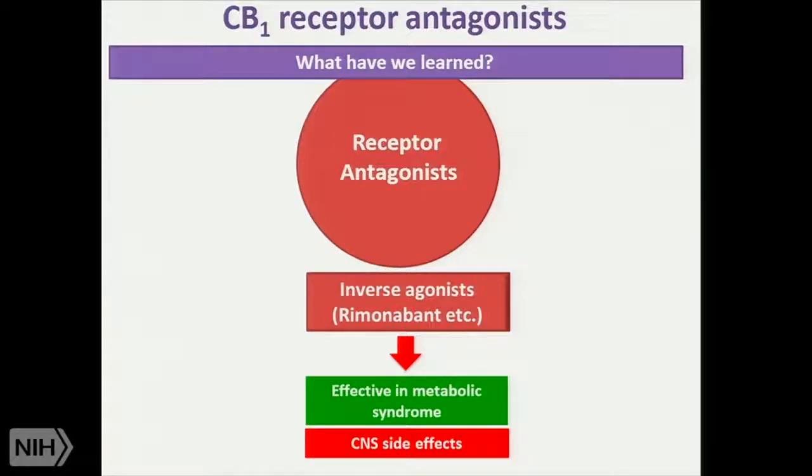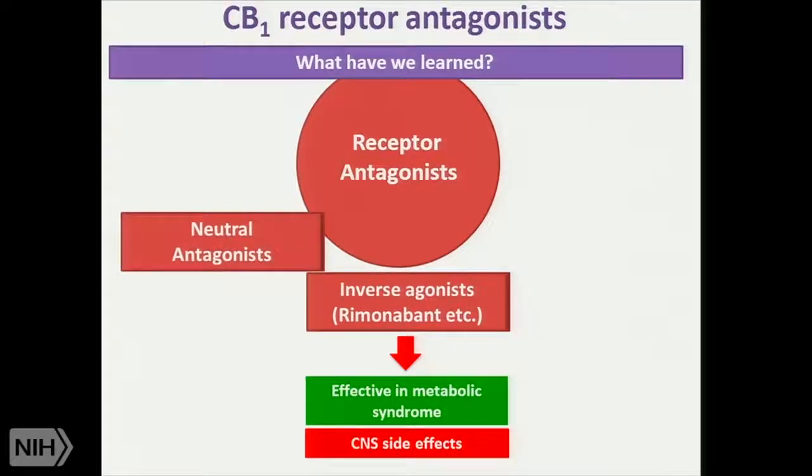However, we also found that they exert CNS side effects. The CNS side effects are linked to the important role that the endocannabinoids play in regulating anxiety, in regulating mood and affect. Particularly anandamide has been involved in such a role, and blockade of anandamide is responsible, I believe, for most of the CNS side effects of these compounds.